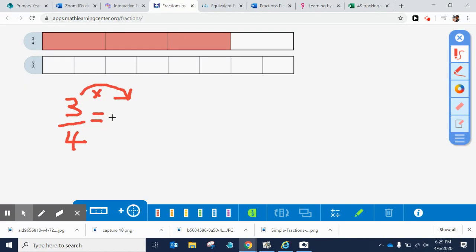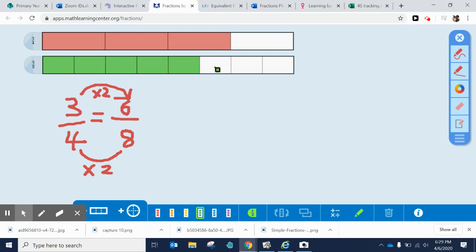We can see the relationship between the 4 and the 8 is double, isn't it? Double 4 is 8. So I've multiplied that by 2. So I have to multiply the top one by 2. Therefore, the answer is 6/8. Let's see if that's correct. 1, 2, 3, 4, 5, 6. Bingo.